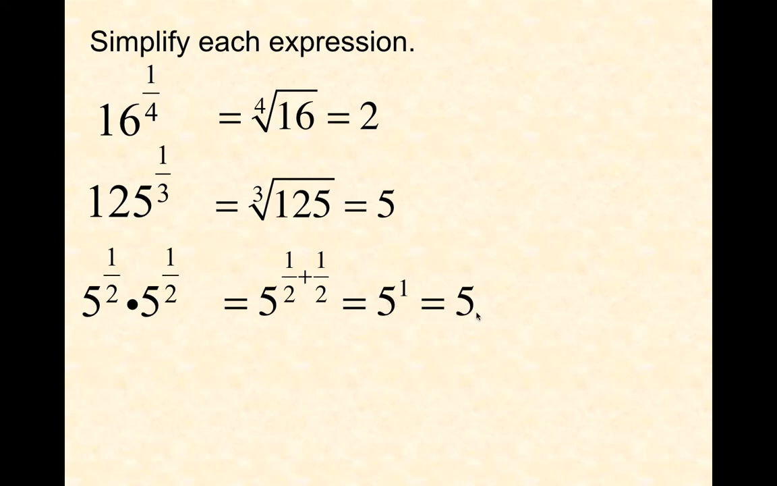This is 5. Now think of it this way, guys. 5 to the 1/2 power is the square root of 5, right? It's the second root. This is also square root of 5. So multiply these two together. Square root of 5 times square root of 5 is 5. That's what we've been doing for the last few weeks, just in a different form using fractional powers.